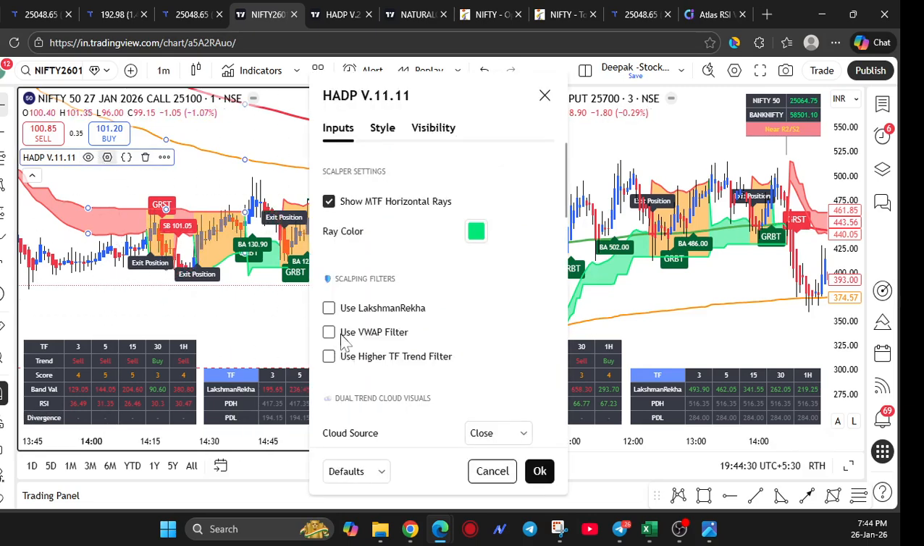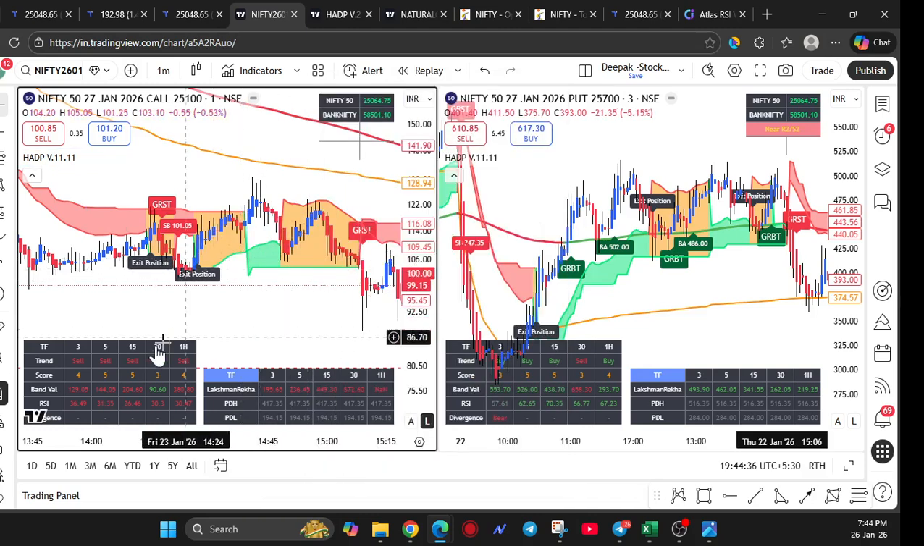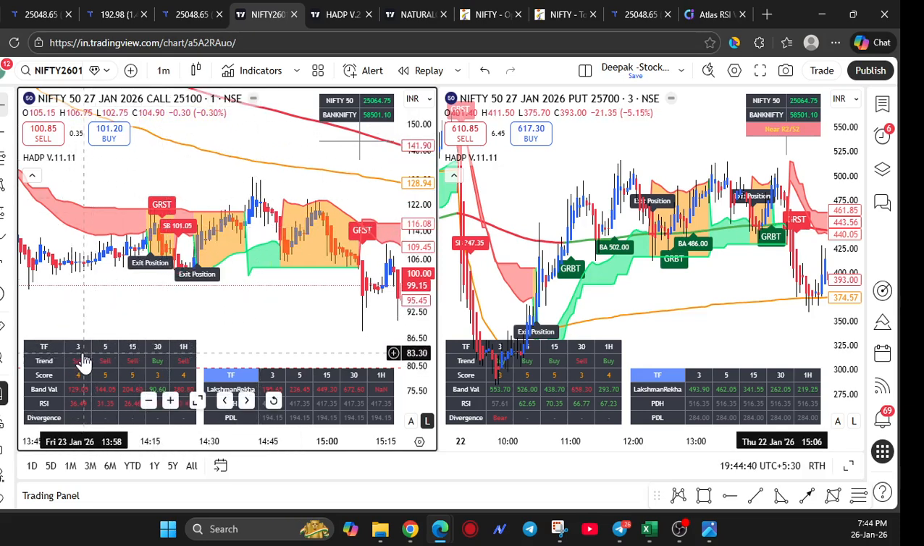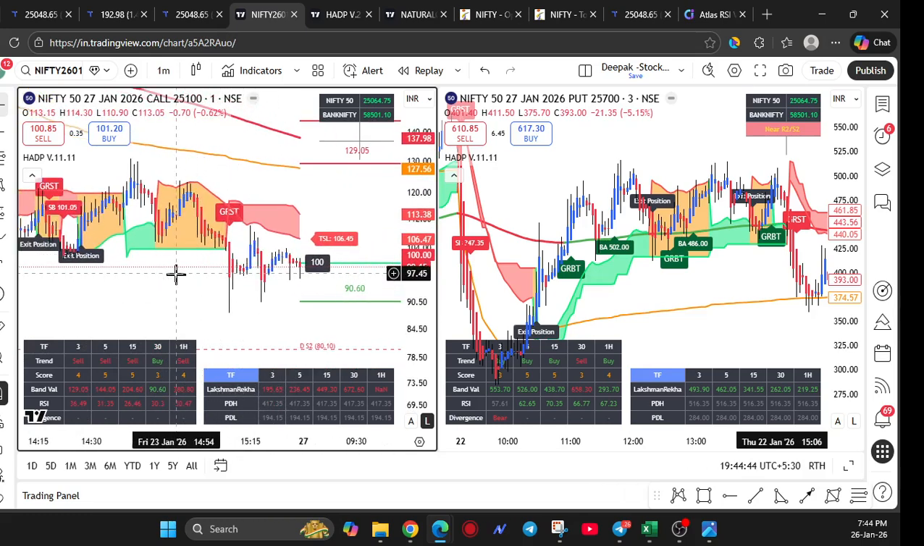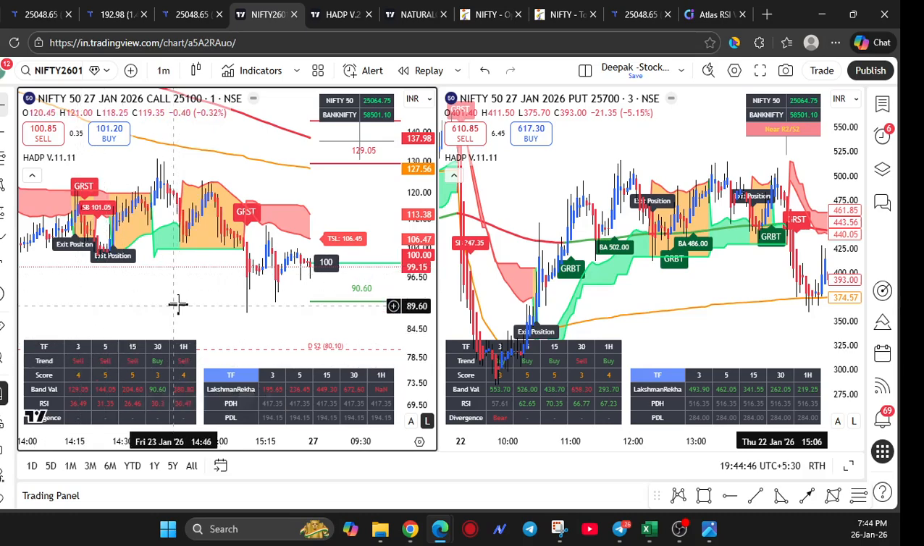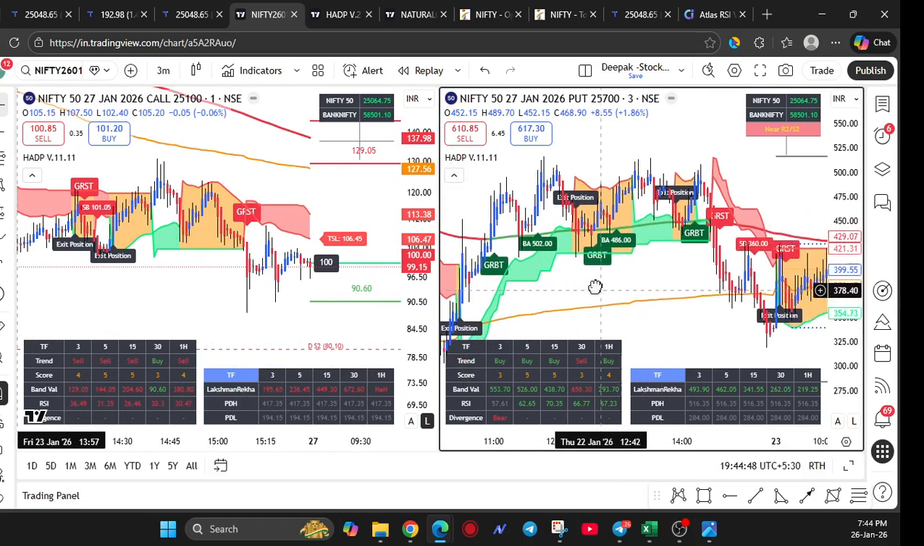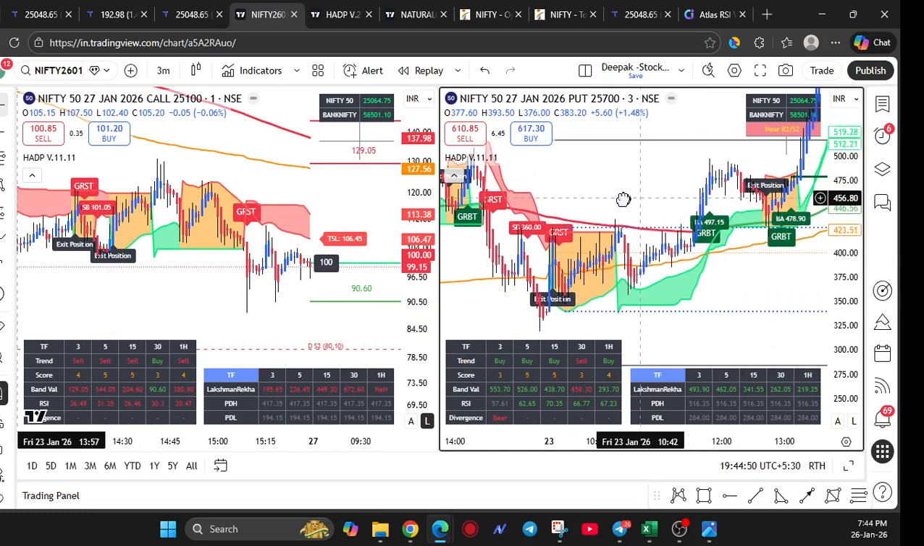Now the moment I switch this on, use higher time frame trend filter, click, those buys are gone because the higher time frame, 1 minute candle, 3 minutes is higher time frame, that is in sell. So it will not give you any buy signals. It will only give you sell signals when it is in alignment, right? That is the use of this.